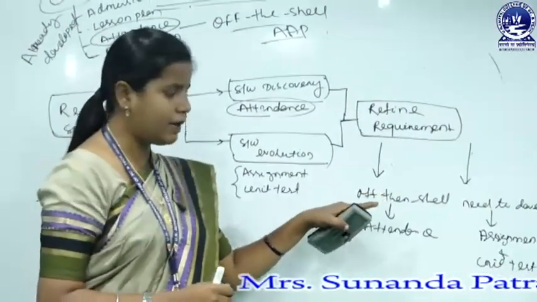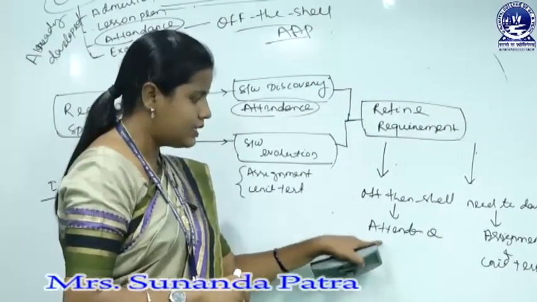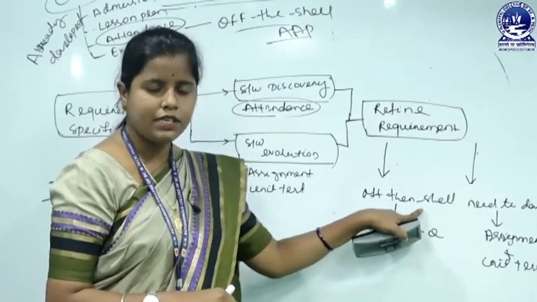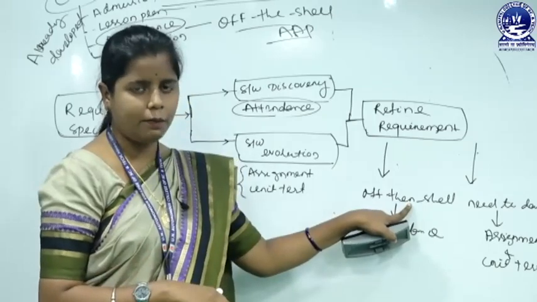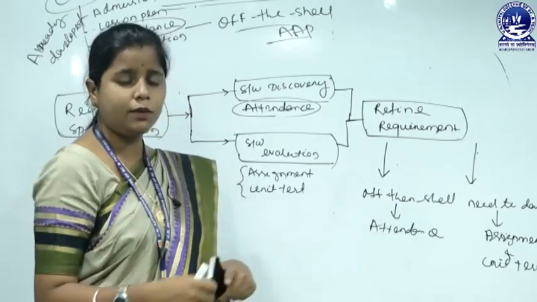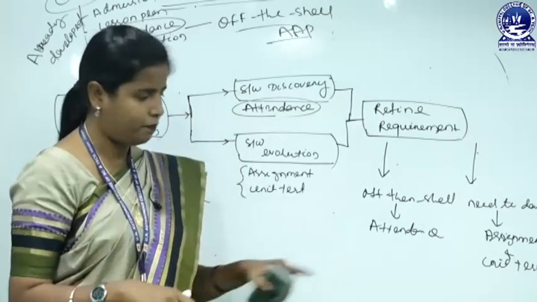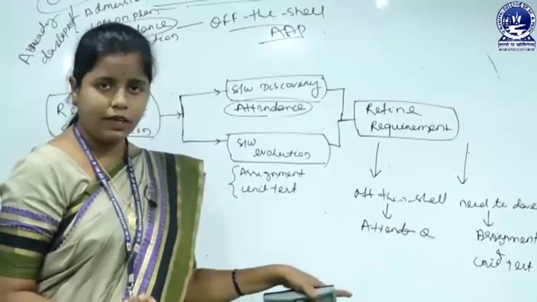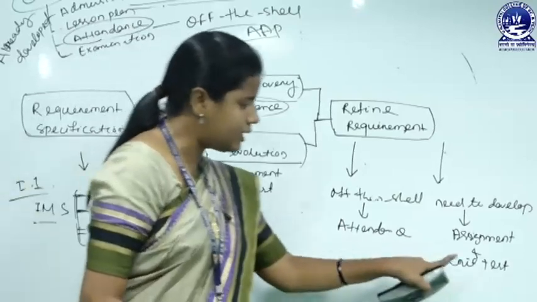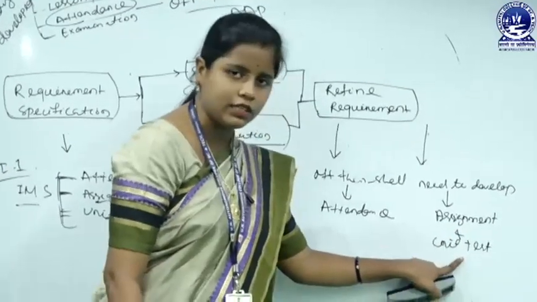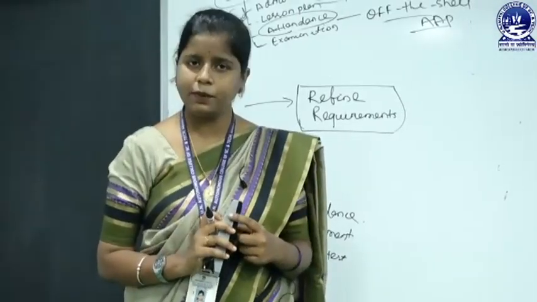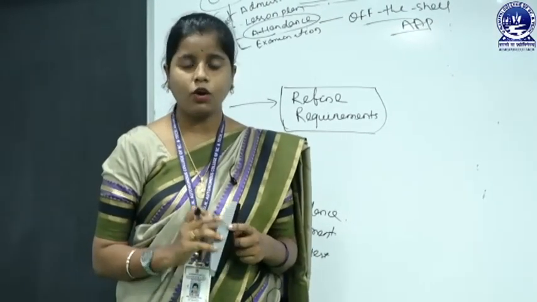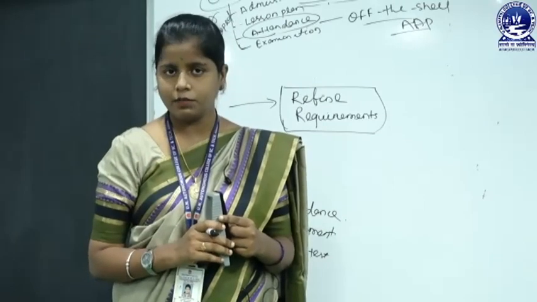Here that is mentioned that this attendance is the off the shelf requirement. That means off the shelf means it is already available. We have to adapt the attendance from the stock. So, this is the off the shelf, and we need to develop what we need to develop, that is assignment and unit test. So, now we have the refined requirements. Here we have to decide whether all the requirements are readily available.